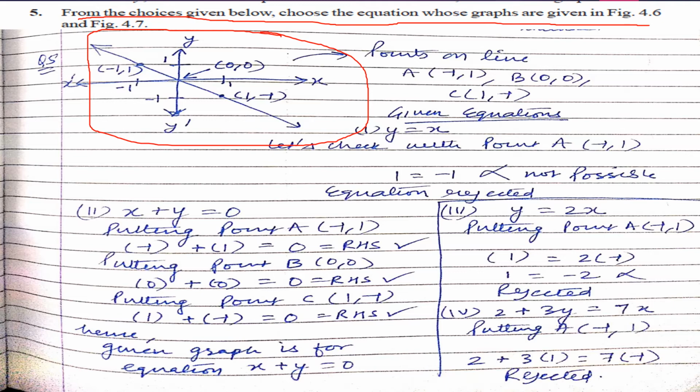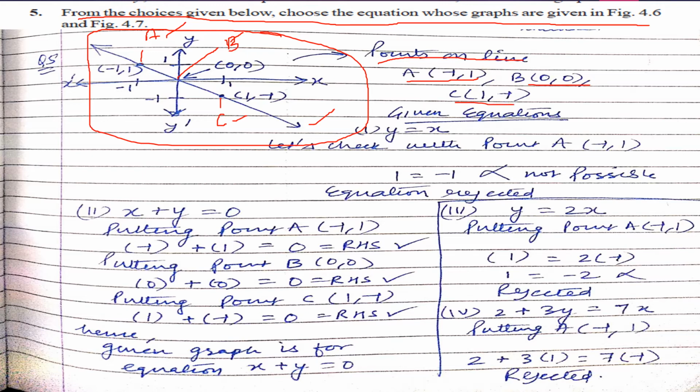Suppose this point I take as point number A, this point 0 as point number B, and this point as point number C. We all know the equation of this line, whatever it is, it will satisfy these 3 points because these 3 points are lying on the line only. So we have to check one by one these 3 points on the equations. If any equation satisfies these 3 points, then that equation will be the equation of this line. Very simple. So let's see. Points are A (-1, 1), B (0, 0), and C (1, -1).